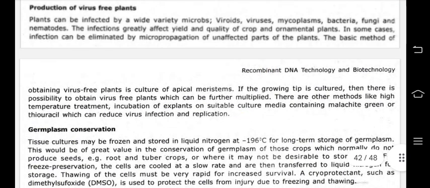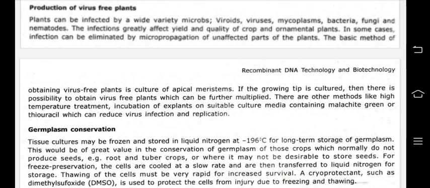Production of virus-free plants. Plants can be infected by a wide variety of microbes: viroids, viruses, mycoplasmas, bacteria, fungi, and nematodes. The infections greatly affect yield and quality of crop and ornamental plants. In some cases, infection can be eliminated by micropropagation of unaffected parts of the plant.